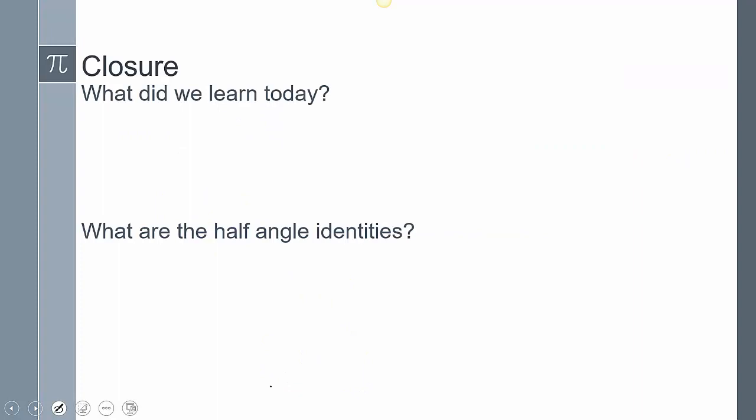So closing today's lesson, what did we learn today? Well, we talked about half angle identities and how to use them in both just evaluating and being able to use it a little bit more analytically in terms of where it is on the coordinate plane. And what are the half angle identities? So I want to hear from you. Go ahead and give me feedback on what the half angle identities are.